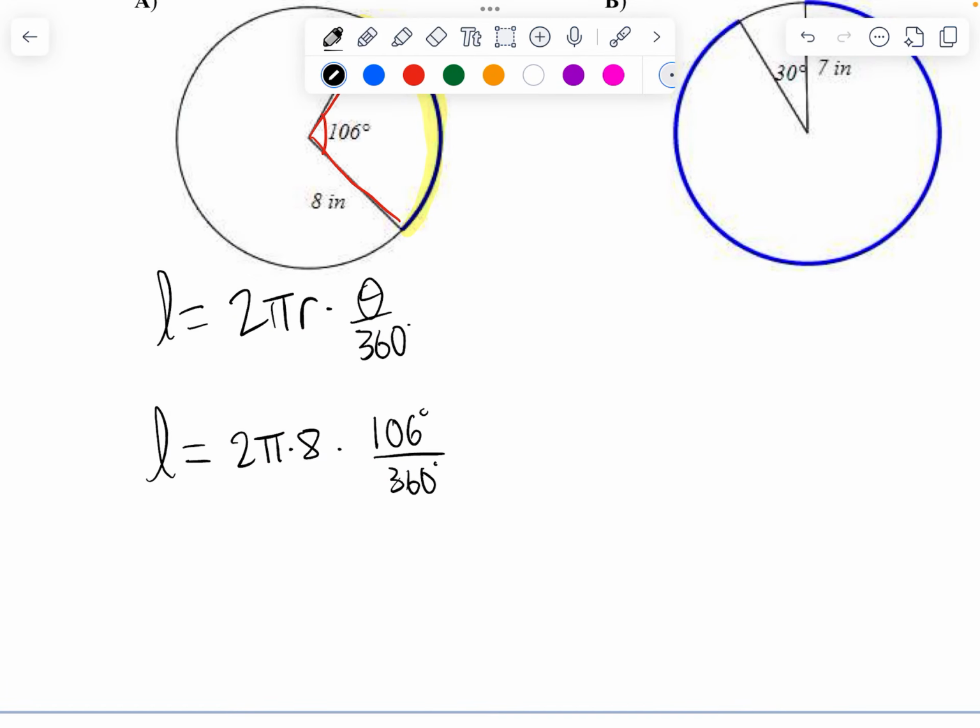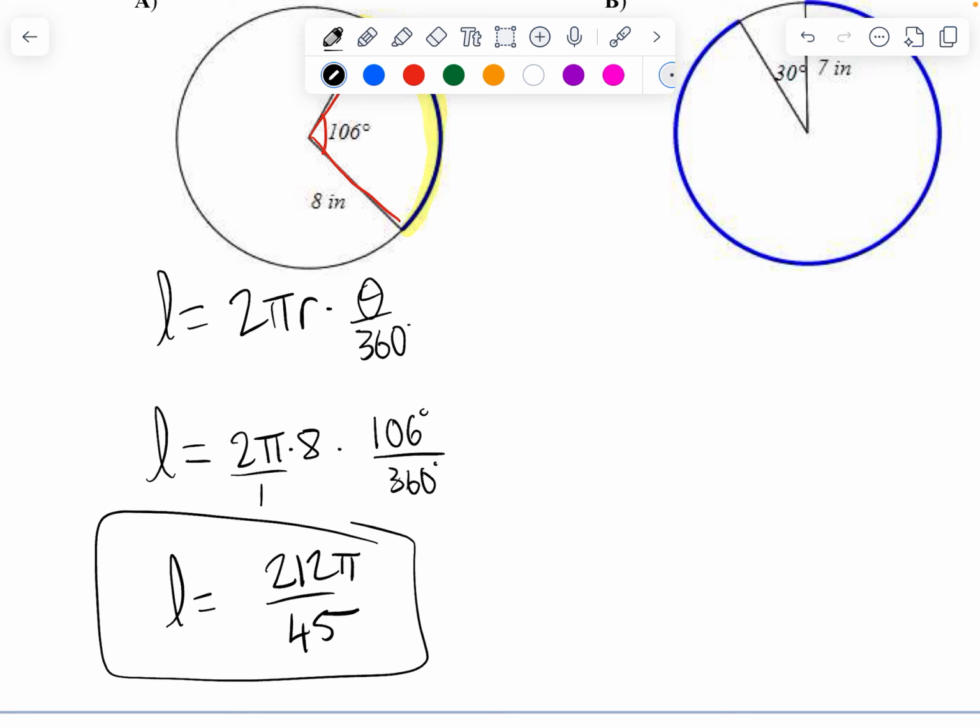So if we do 212 over 45, right? Technically that was over 1. Pi's in the top. You just put pi in the top. So leave it out, do your calculations, put it back in where it should be. There's your arc length. Okay.